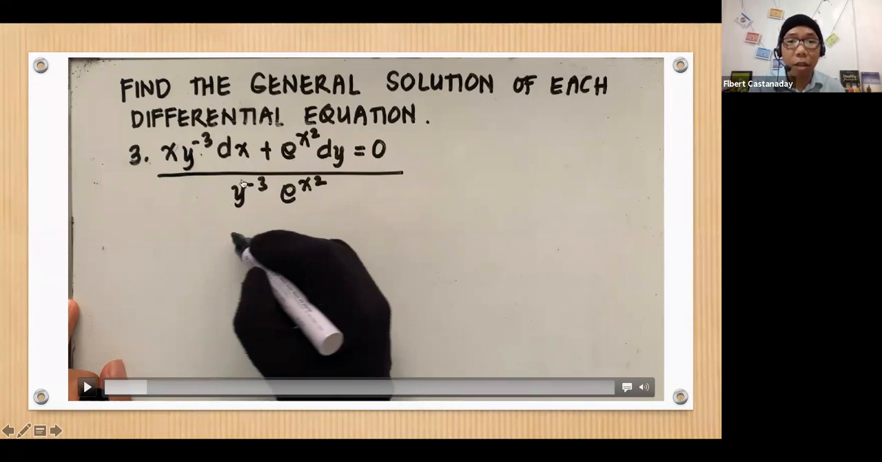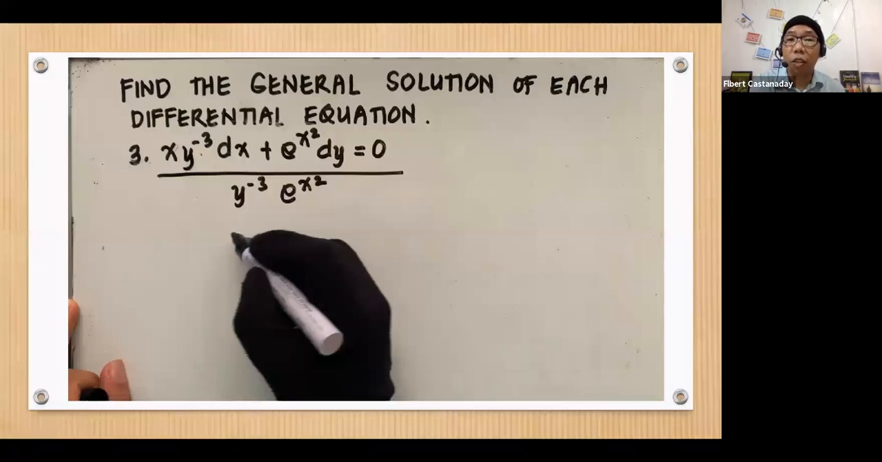So kapag ganun yung ginawa mo, itong y na to na function pupunta sa next term, right? At kapag ito naman, if you need to remove this function of x here, yung e raised to x squared, so dividing both sides by e raised to x squared, eliminating this function in this term, and then saan na siya mapupunta? Dito sa first term, which is a pure function of x. So ganun yung idea of dividing both sides by these functions.